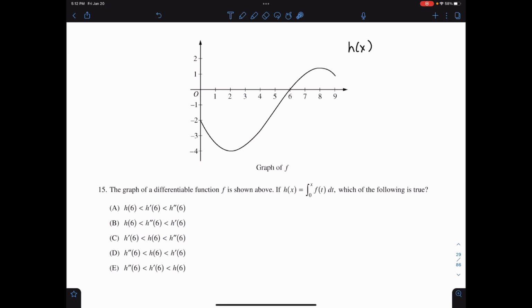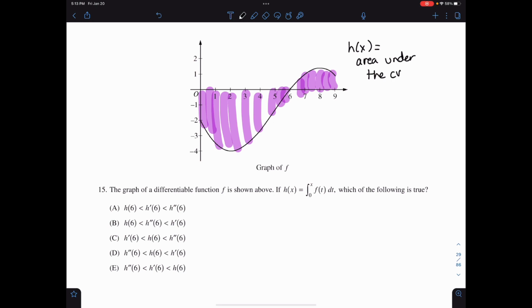h of x is the integral of f of t, which is the area under the curve of f of t. So h of x is represented by this shading. And if we put that into words, it's equal to the area under the curve of f from 0 to x. So now we're asked to find which statement, or which ordering here, is true. And we're looking at h of 6, h prime of 6, and h double prime of 6.